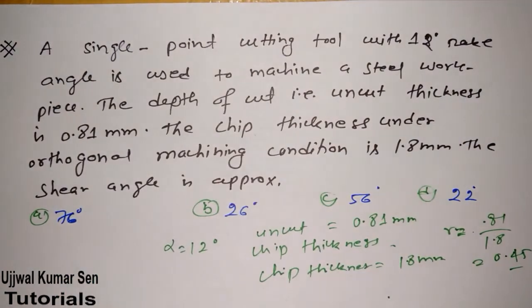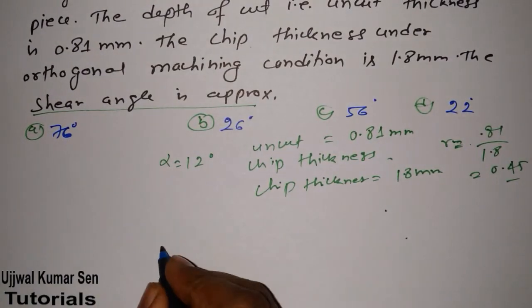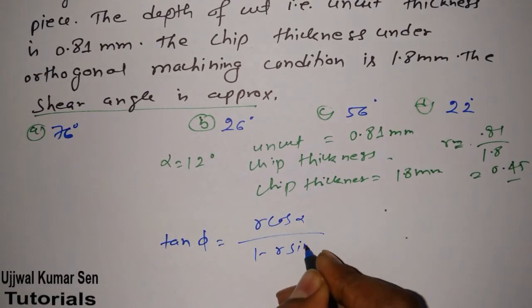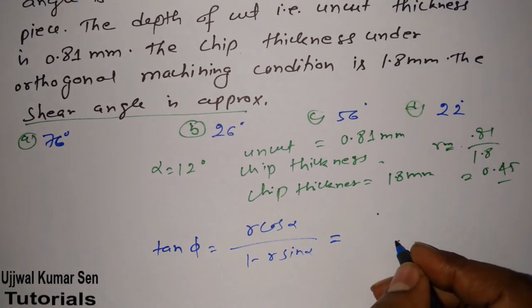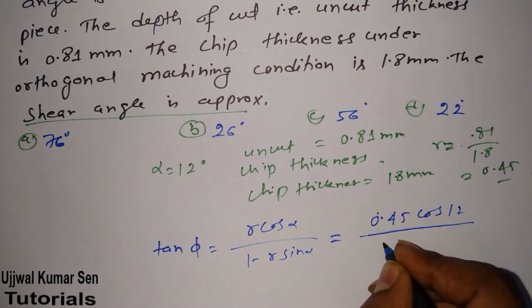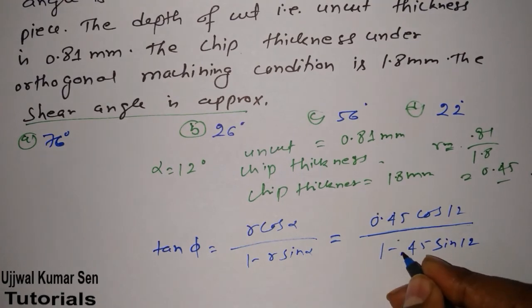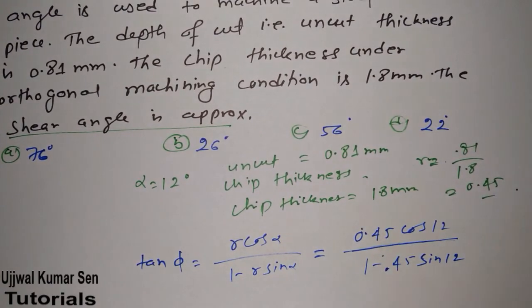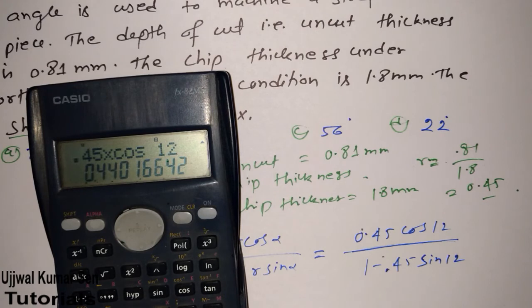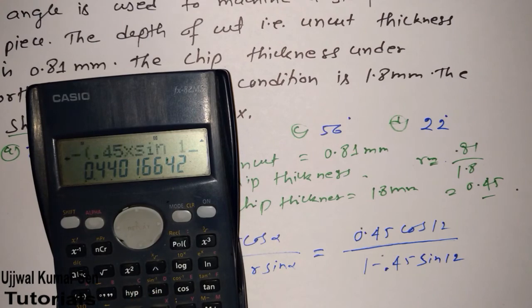We got 0.45. Okay. And again in this question, what do we have to find out? The shear angle. We know that tan phi is equal to R cos alpha over 1 minus R sin alpha. R is how much? R is 0.45. Cos alpha 12. Then 1 minus 0.45 times sin alpha 12. And don't make a mistake here. So what do we get? 0.45 multiplied by cos 12 divided by 1 minus 0.45 times sin 12.